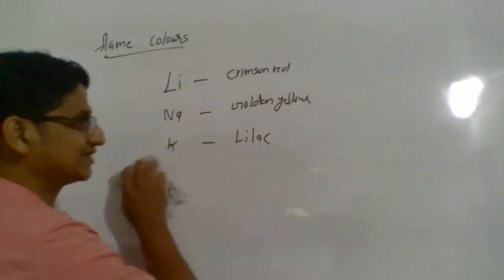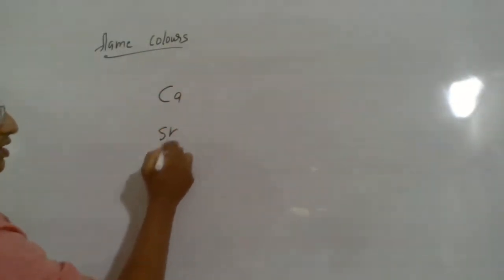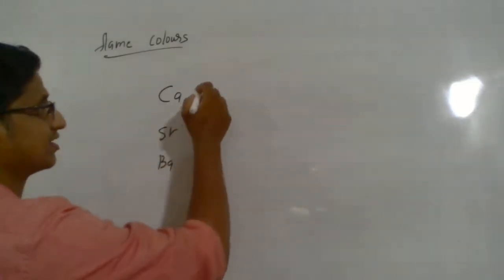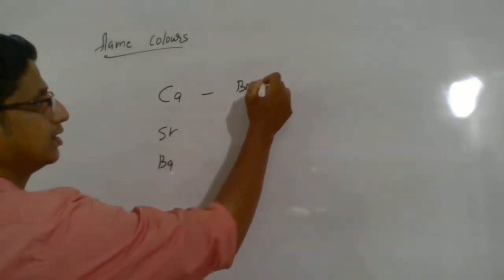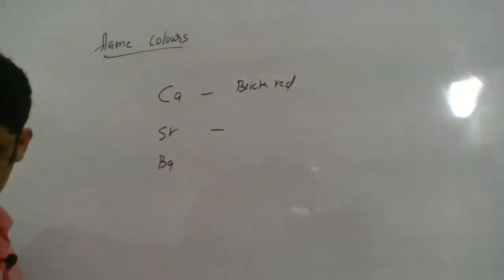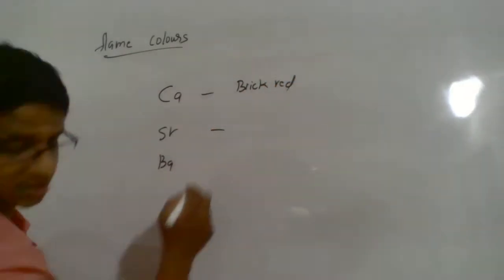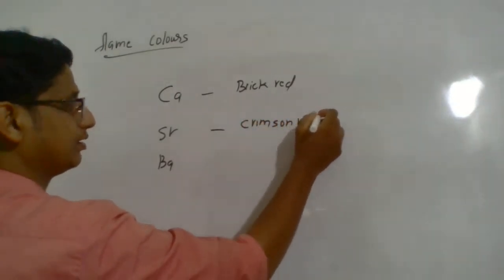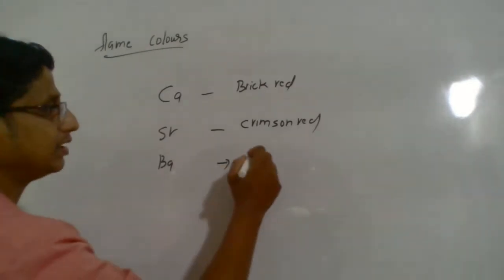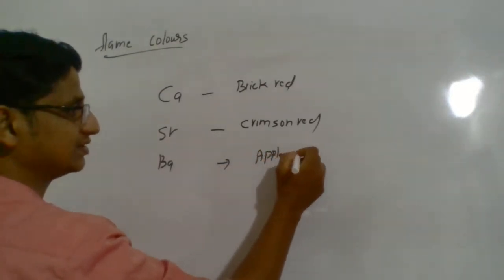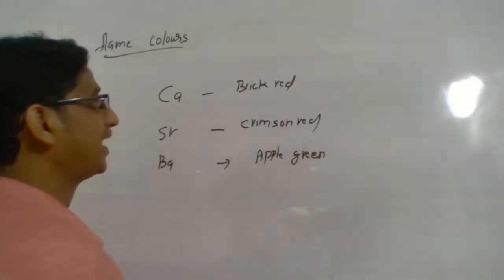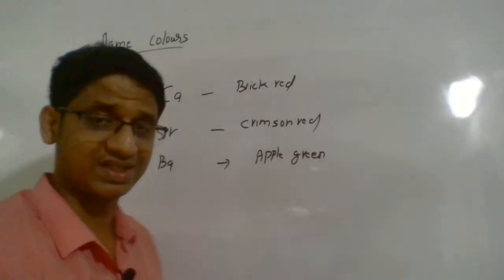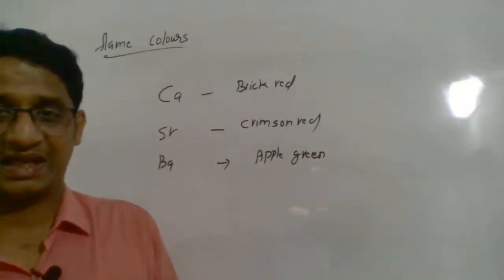Now let us discuss alkaline earth metals. Among the alkaline earth metals, you can see calcium, strontium and barium only have characteristic colors. Calcium is brick red, strontium is crimson red, then barium is apple green. This is the characteristic flame color for calcium brick red, strontium crimson red, and barium apple green.